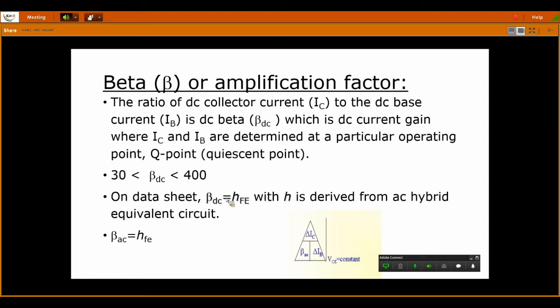HFE leads to the H parameter model. If I am going to do the AC analysis, then I have to apply an AC signal to that transistor. When we are doing that analysis, we will use the hybrid parameter model, which is represented with the H symbol, so we would represent that as HFE. HFE indicates the forward current gain, or the AC analysis current amplification factor. Forward current gain is defined with HFE.